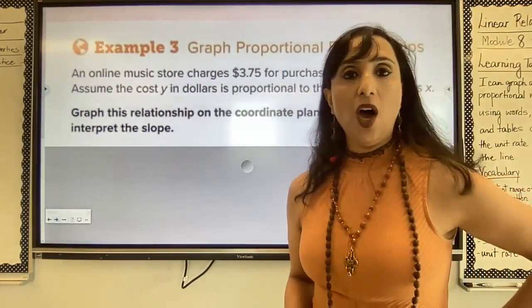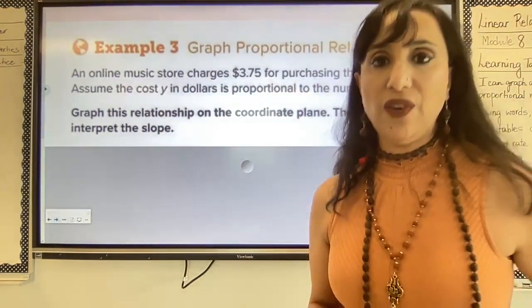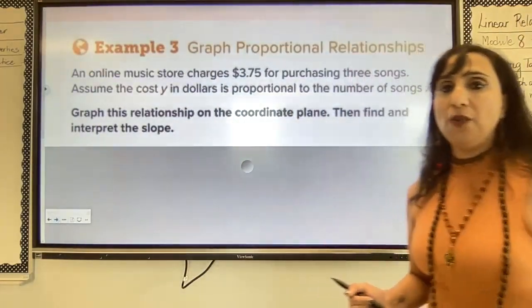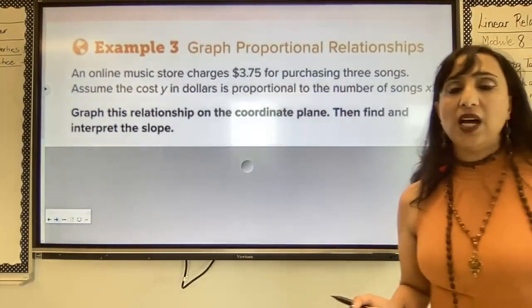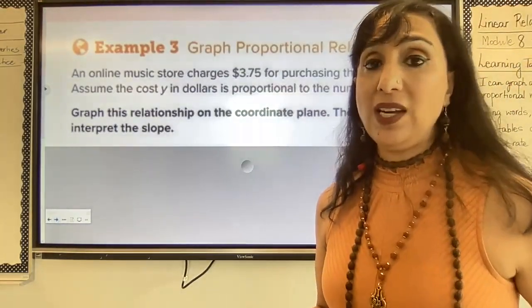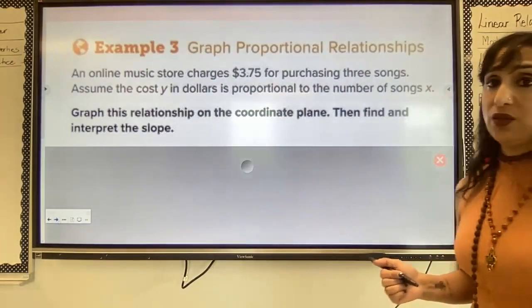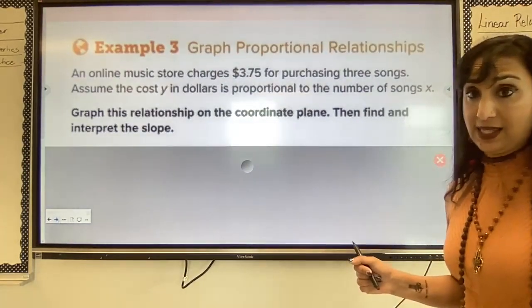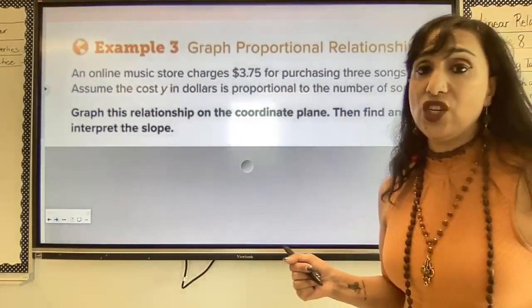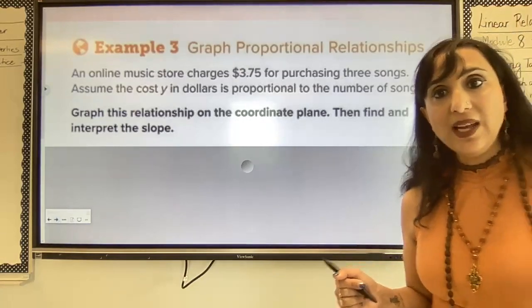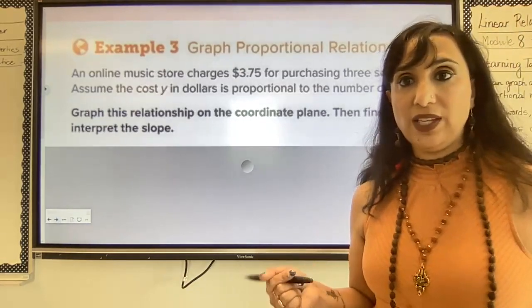So, an online music store charges $3.75 for purchasing 3 songs. Assume the cost Y in dollars is proportional to the number of songs X. Graph this relationship on the coordinate plane, then find and interpret the slope.